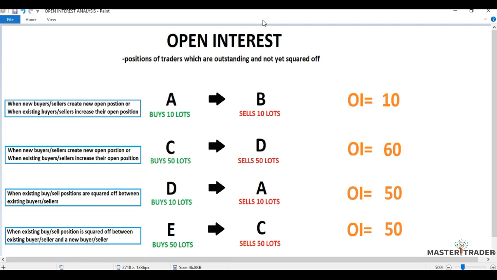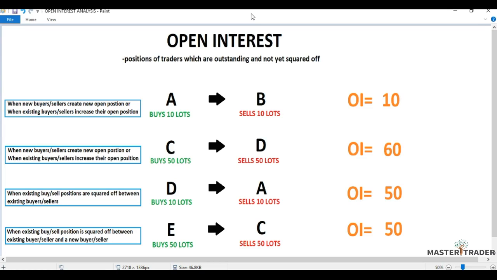Let's say somebody has bought one lot or one contract of Reliance futures. That is the interest that is open in the market. That buyer is showing interest in the stock to go up. Simultaneously, if somebody has bought, then somebody must have sold to him. So if somebody buys one contract of Reliance futures, on the other hand somebody is selling one contract of Reliance futures, so the open interest equals one. There's an interest from the buyer side and the seller side.